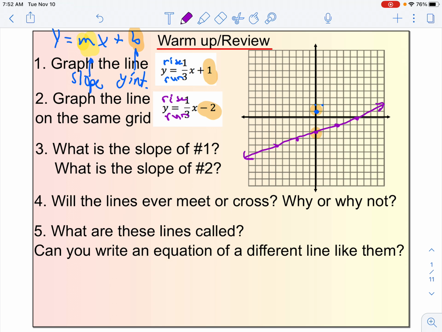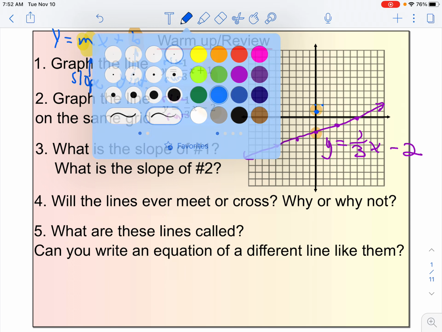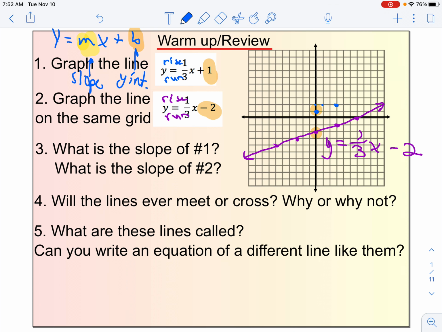Okay, so there is your second line, number 2. This one is y equals 1/3 x minus 2. And again, going back to that first one, I needed to go up 1 over 3, or down 1 and left, that'd be negative, and that's the same. So here are both lines. This one again is y equals 1/3 x plus 1. There we go.